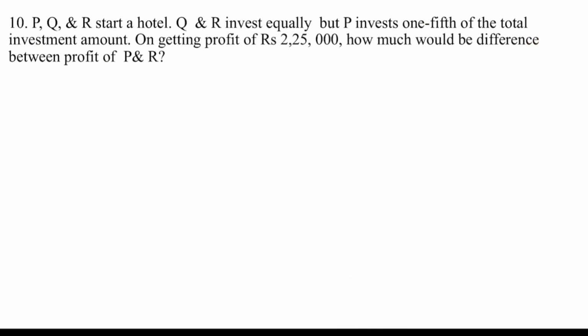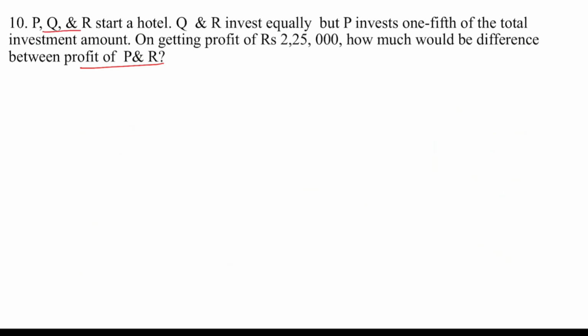P, Q and R start a hotel. Q and R invest equally, but P invests 1/5 of the total investment amount. On getting a profit of rupees 2,25,000, how much would be the difference between the profit of P and R?